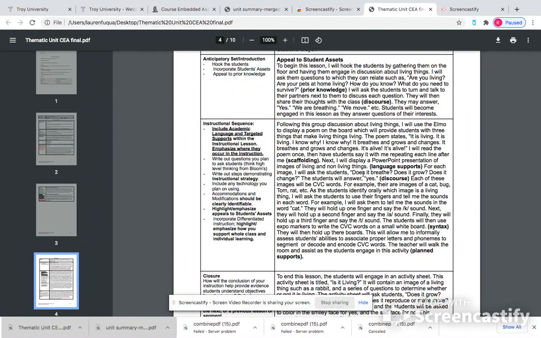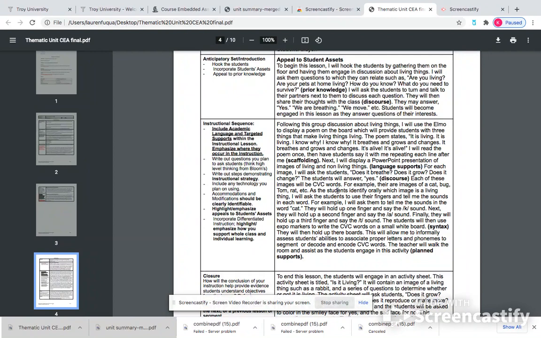Following that, we'll have a PowerPoint presentation with images of living and non-living things. As we go through that PowerPoint, I'll ask the students about each picture. I'll ask them, does it breathe? Does it grow? Does it change? And the students will answer yes, indicating that it is a living thing.